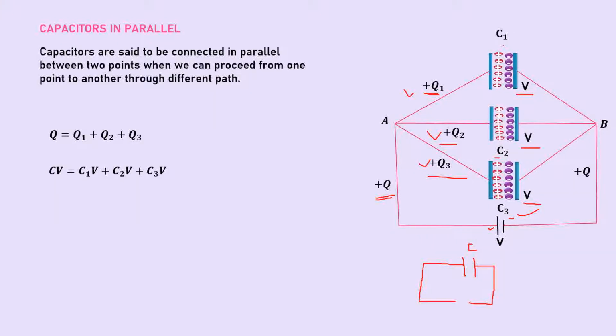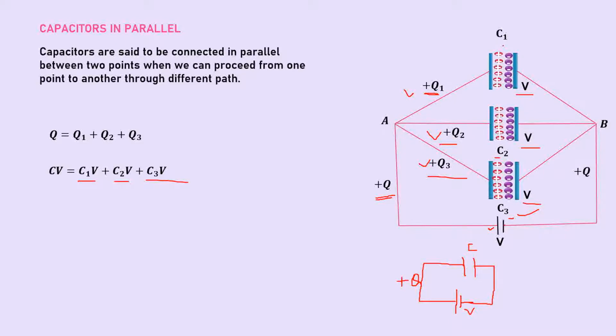We have drawn here a capacitor of equivalent capacitance C. Potential difference will be V. Charge will be equal to plus Q. So Q will be equal to CV. Q1 will be equal to C1V, Q2 equal to C2V and Q3 will be equal to C3V.